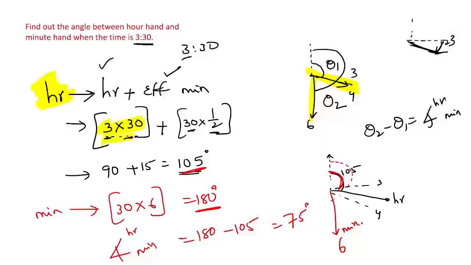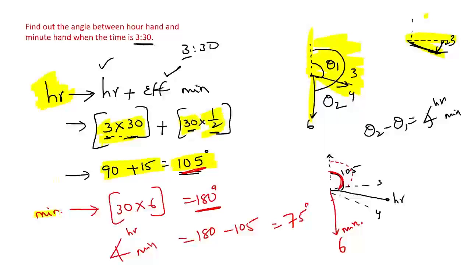If you do only up to this part, you are going to get a straight line on 3. But we have to find the extra part. For that, multiply the number of minutes by half, because for every 1 minute movement, the hour hand moves half a degree extra. So 30 minutes means 30 times half extra, which equals 15 degrees. This entire sum gives you the angle made by the hour hand. So from here to here, this angle is equal to 105 degrees.